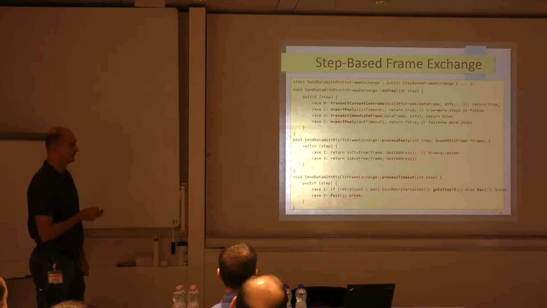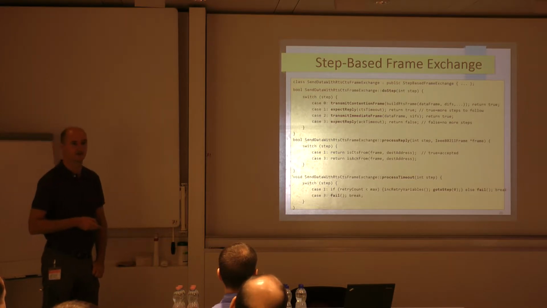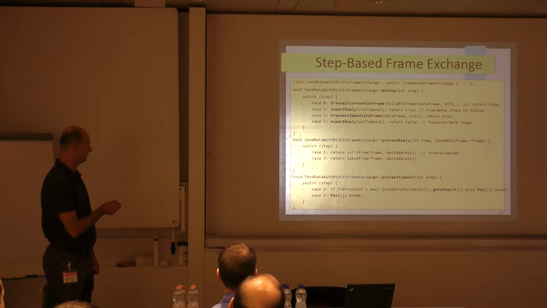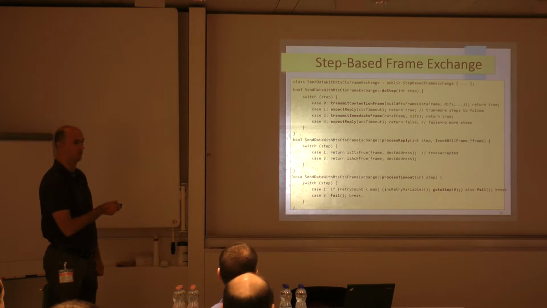And basically that's the code. It looks like a lot of code, but it's quite straightforward if you look at it. Basically, we have integer steps like 1, 2, 3, 4. This is the do step function. It says in the first step, transmit a contention frame, which is an RTS frame. Okay, when it's done, when we successfully got through this step, then we go to step 1.